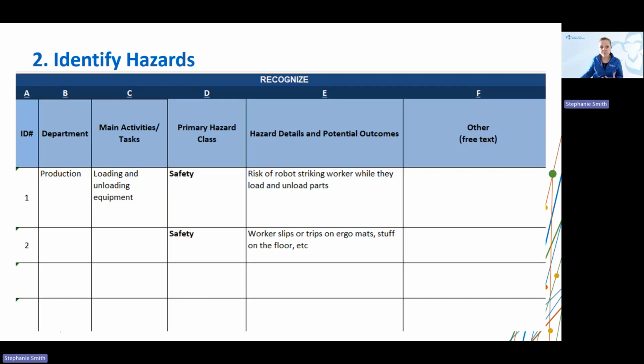So if I give an example here, here's an example of one filled out, saying, okay, it's a safety hazard. Is it the risk of the robot maybe striking a worker while they load or unload a part? Or is the safety hazard a worker slipping, tripping, and falling on an ergomat or stuff on the floor? I just simply said what it is. So instead of just saying safety, I'm giving a little bit of an explanation in simple terminology of what it is, to give an idea to someone else who may be looking at this later. What am I talking about?